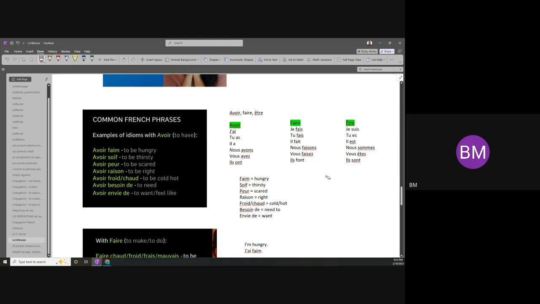Je fais, tu fais, il fait, nous faisons, vous faites, ils font. Et: je suis, tu es, il est, nous sommes, vous êtes, ils sont. Génial.